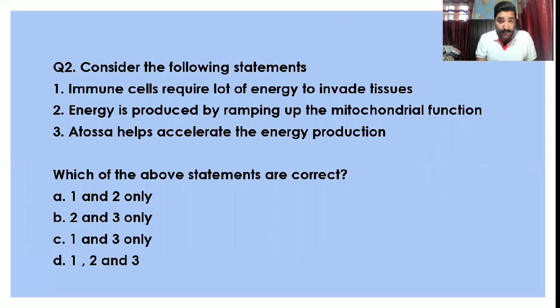Then so this statement: immune cells require a lot of energy to invade tissues, correct? Energy is produced by ramping up the mitochondrial function, correct? Mitochondria is the powerhouse of the cell. Then Atosa is a latest protein. This has been discovered, a latest protein. Atosa actually is the name of a Persian princess, Persian queen, but the protein is named after her, and this protein has been found to accelerate the energy production.